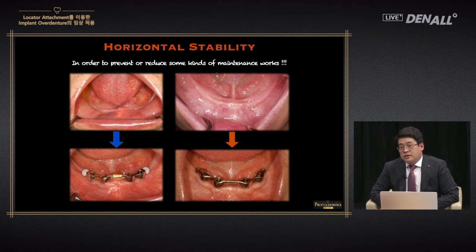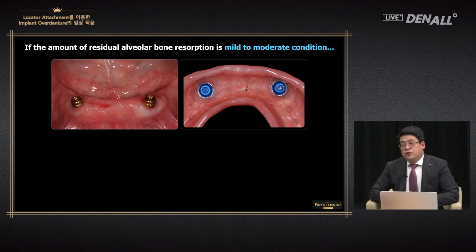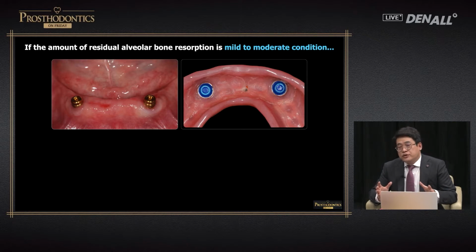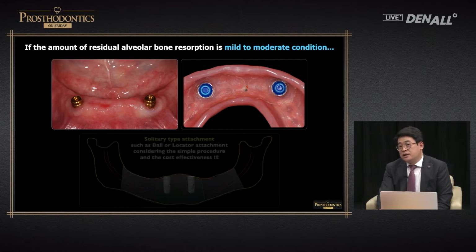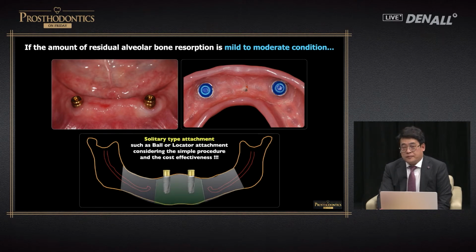Therefore, personally, when I come across a patient with a severely resorbed mandibular bone, when I do overdenture, even if it is complicated, I choose the bar type. If there is mild or moderate level of alveolar bone resorption in the anterior area, there's a bit of bone. And therefore, when we apply attachment, you can provide horizontal stability on the full denture. In those cases, I use solitary type attachments.